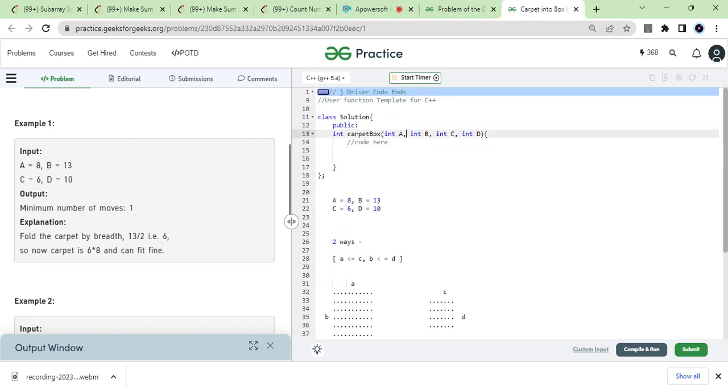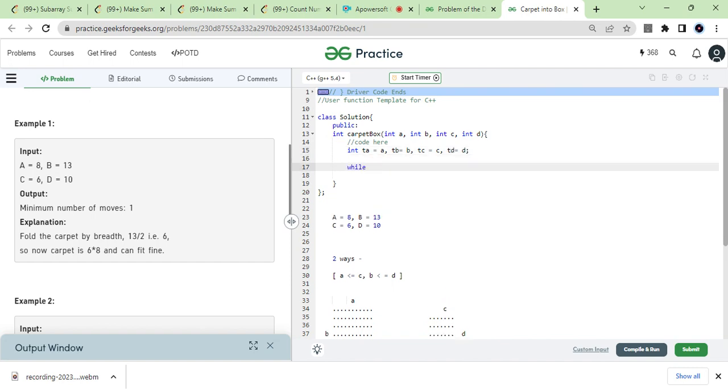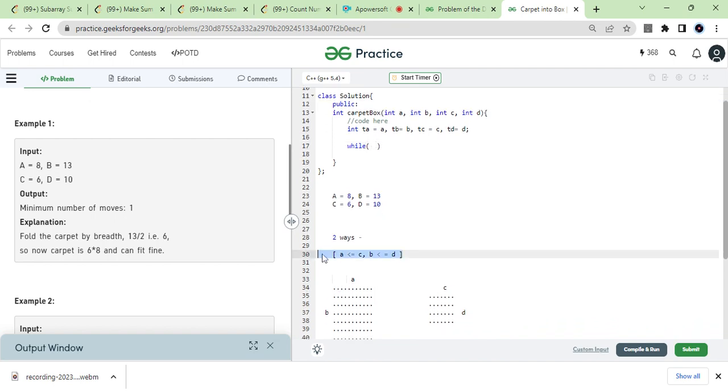So let's store our temporary variables: small a, small b, small c, small d, and TA, because I don't want to change my original A, because I need that next time also. Because there are a total of two operations, TC, TD equal to D. So now while your TA, first I'm calculating the answer to reach this one. First I'm calculating the answer to reach this one.